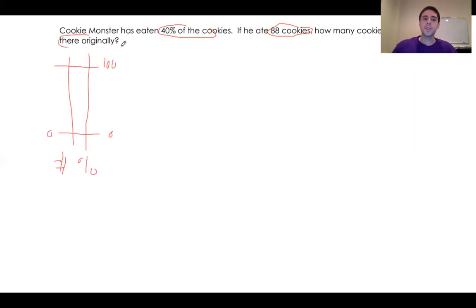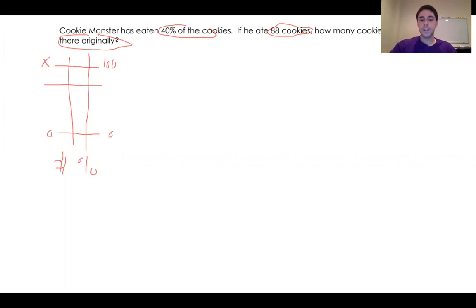Do we have the original number of cookies? Is the original number of cookies given to us? What do we think? Right, exactly. We don't know the original number of cookies, so that's going to be X. But what do we know?